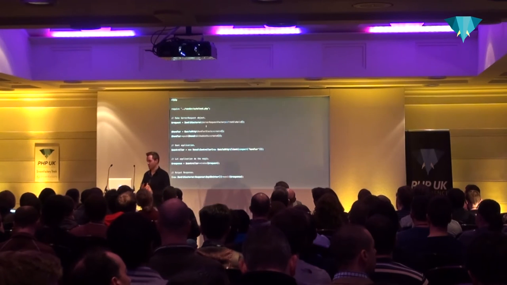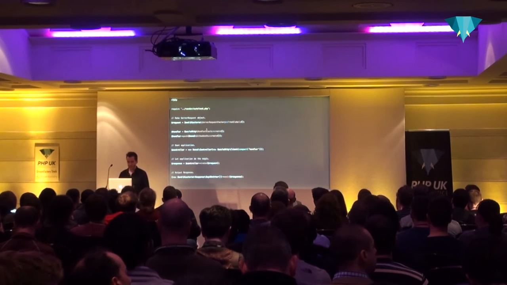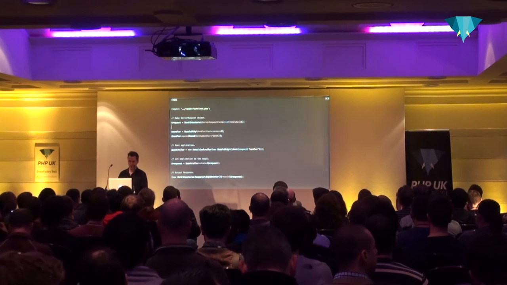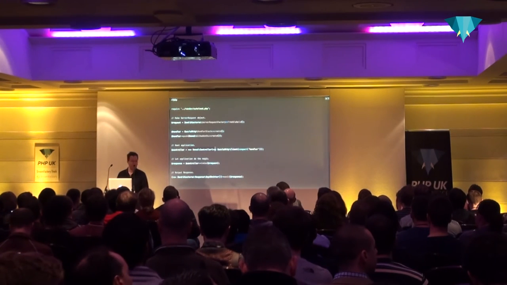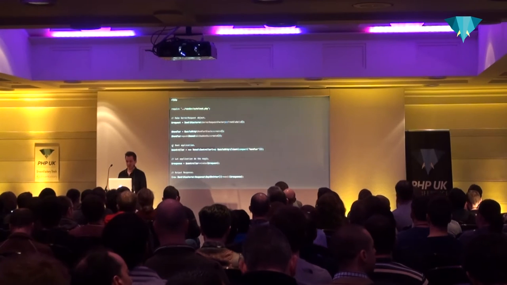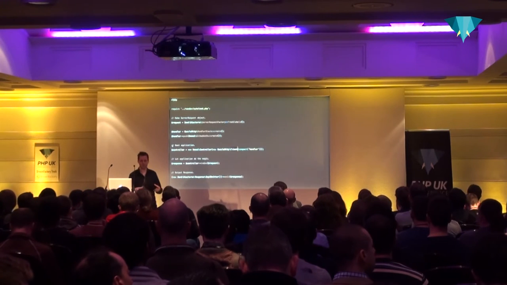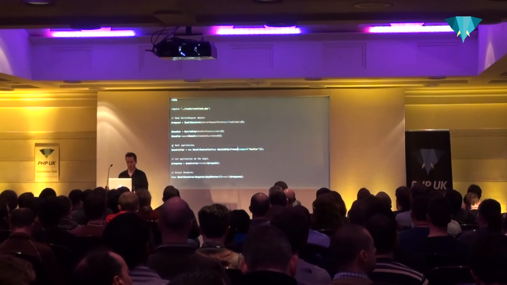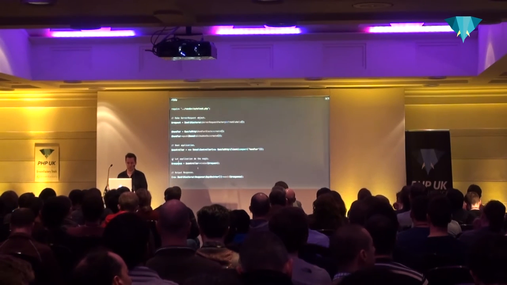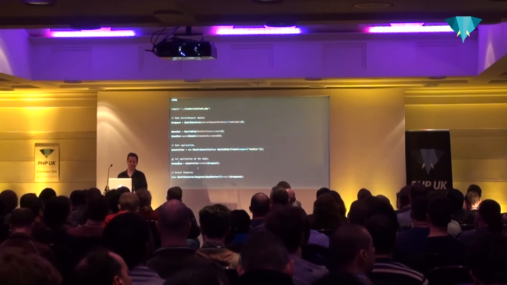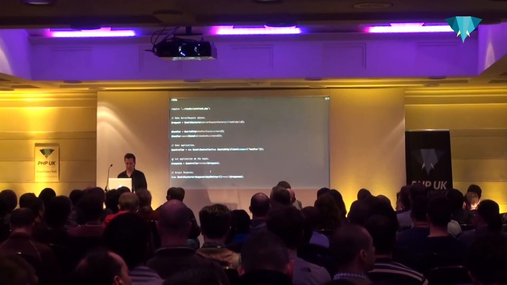So I have a controller, which I'm newing up here. I'm passing it a client, a Guzzle client. And then I'm calling it with controller method index. I'm passing on a request object, and it returns a response object. That's what controllers do. They get a request object. They send back a response object.